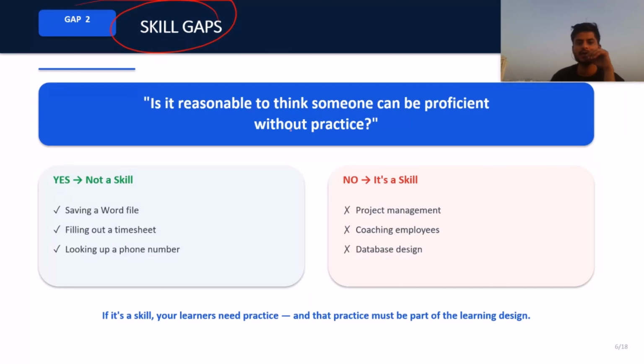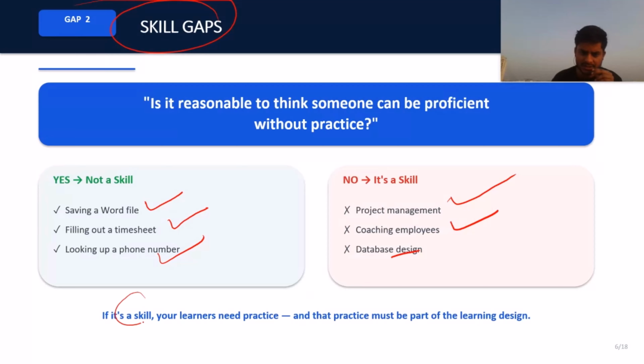So what is a skill? I would say that saving a Word file, filling out a timesheet, looking up a phone number are not skills, because we can just provide the information and with that information they can do the task. So this is information. What is a skill actually? Project management is a skill. Coaching employees, like I am training you and providing the lecture, is a skill. Database design and instructional design are all skills. Riding a cycle is a skill, but saving a Word file is not a skill. So you should know what we call a skill.